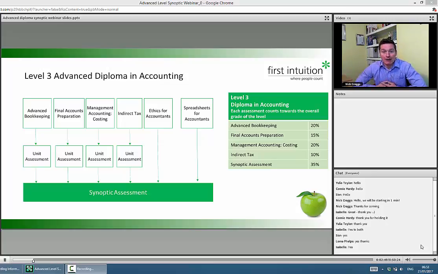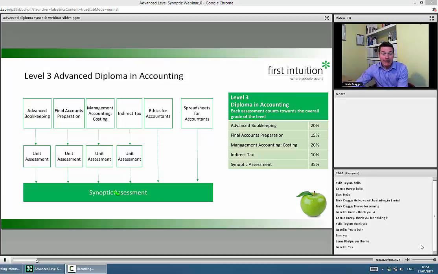Now, the ethics exam has gone. The spreadsheets exam has gone. Ethics and spreadsheets will be assessed within the Synoptic exam. So there is no exam here or here for spreadsheets. They are just assessed in here. But all the others, the mandatory units of advanced bookkeeping, final accounts, management accounting, and indirect tax, will have their own exams, and then they will also be assessed in the Synoptic exam.